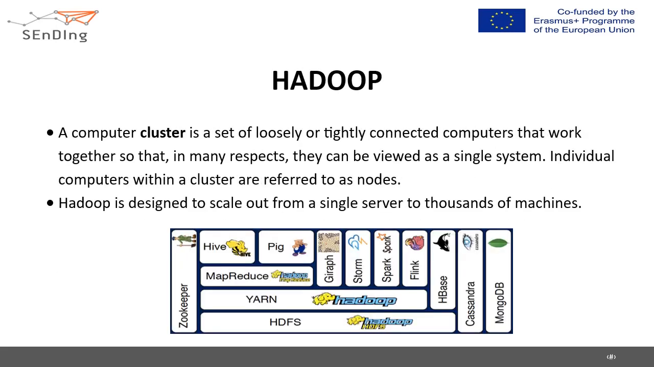A computer cluster is a set of loosely or tightly connected computers that work together so that, in many respects, they can be viewed as a single system. Individual computers within a cluster are referred to as nodes. Hadoop is designed to scale out from a single server to thousands of machines.